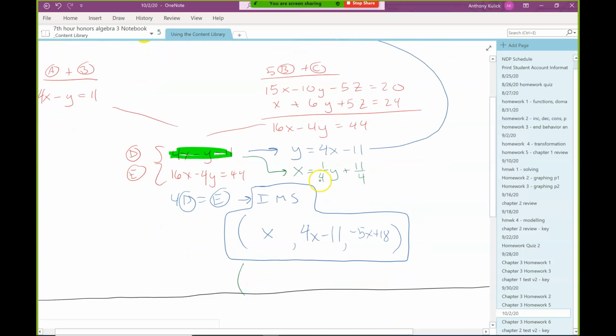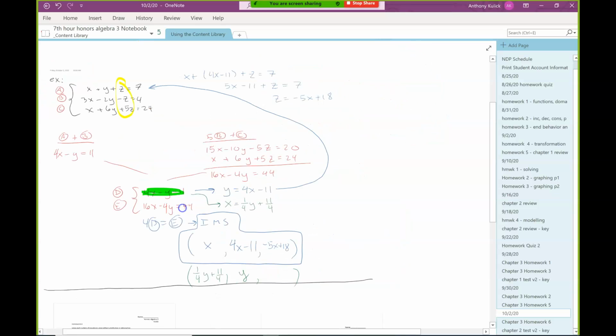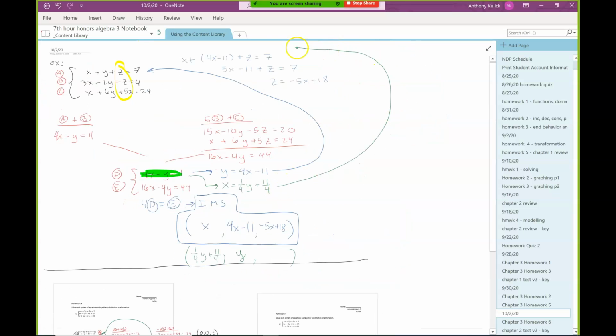So here I would write down for my parametric solution, for the x, I would put 1/4 y plus 11/4. And then because that equation is written in terms of y, y would be the parameter in this case. And then to find my answer for z, I'd plug this back into either A, B, or C and get z by itself. Does that make sense, Amy? Yeah. So let's go ahead and do that final step just so we know what the answer looks like.